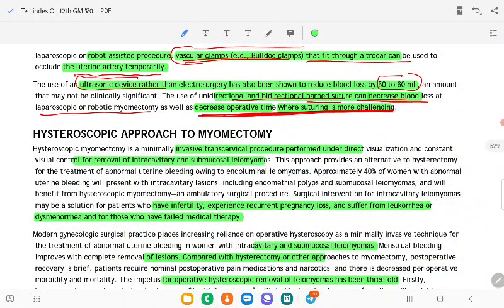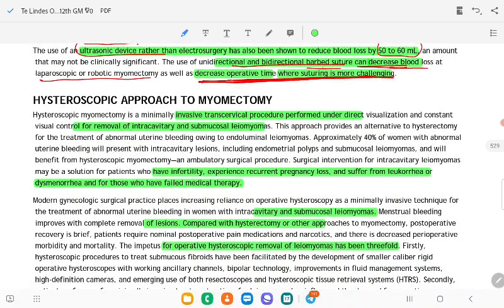Hysteroscopic approach to myomectomy. Hysteroscopic myomectomy is a minimally invasive transcervical procedure performed under direct visualization and constant visual control for the removal of intracavitary and submucosal leiomyoma. This approach provides an alternative to hysterectomy for the treatment of abnormal uterine bleeding. Approximately 40% of women with abnormal uterine bleeding will present with an intracavitary lesion.